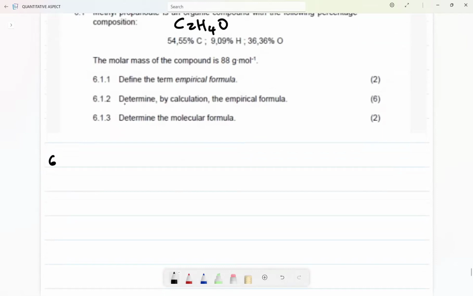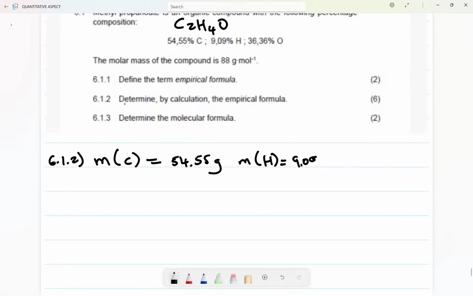Then let's look at 6.1.2. Determine by calculation the empirical formula. Remember, the first thing I need to do is convert into mass. So the mass of carbon is 54.55 grams, the mass of hydrogen is 9.09 grams, and the mass of oxygen is 36.36 grams. When I add these, they should give me 100.